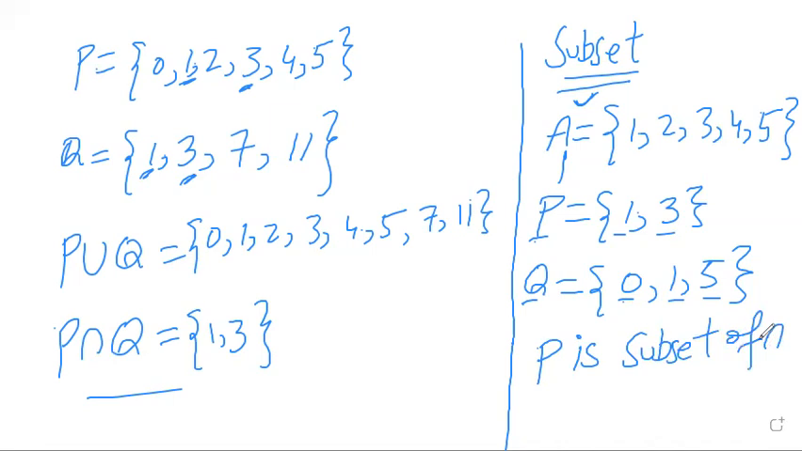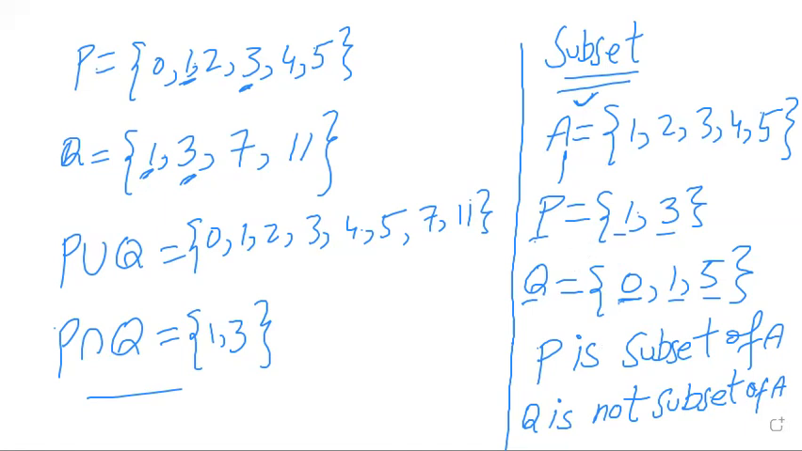So I will say P is a subset of A. Why is it a subset of A? Because we took P from A. So P is the subset of A. But Q is not a subset of A. Why? Because one of the elements of Q you cannot find in A. So how can you say that Q is taken from A? Q is not taken from A. So that is why it is not the subset.